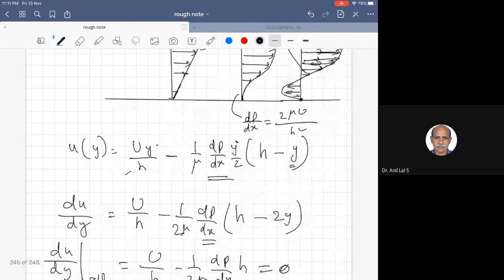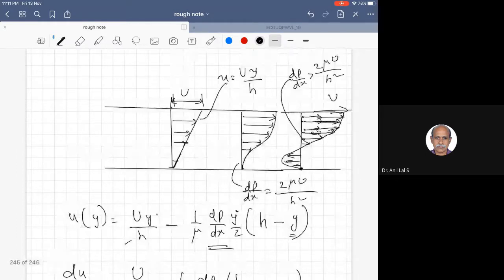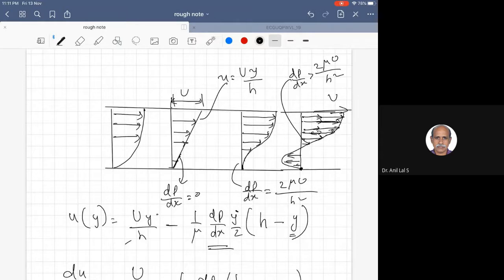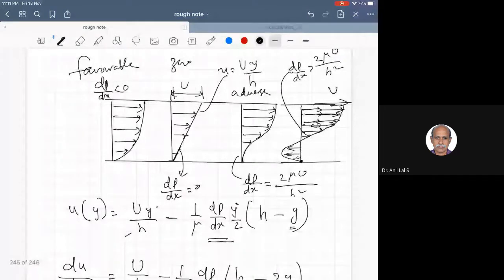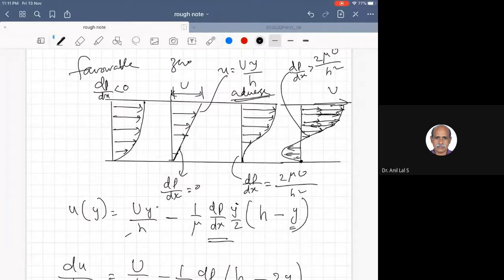This is for zero pressure gradient, dp by dx equal to 0. For negative pressure gradients, we will have the velocity variation in the flow like this. So this is dp by dx less than 0, that is favorable. Then the zero pressure gradient, and this is adverse, with the condition du by dy at the wall equal to 0.